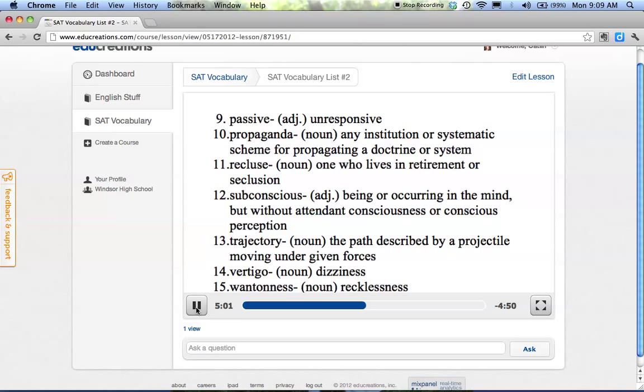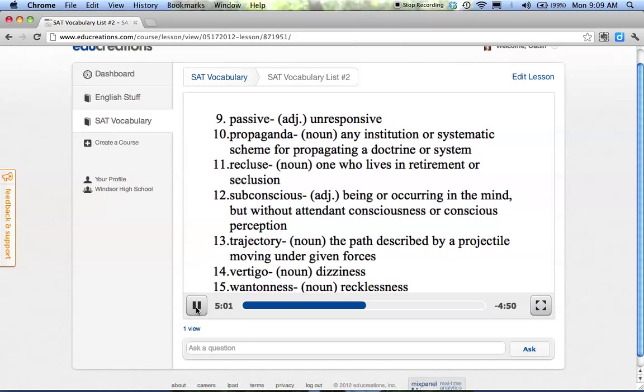Some people are recluses because they're fearful of engaging in society. Some people are recluses because they have medical issues and they can't leave their home. So there's a variety of reasons why people tend to live in seclusion. Or maybe they just live up in the mountains in a house by themselves, and that's why they're a recluse.